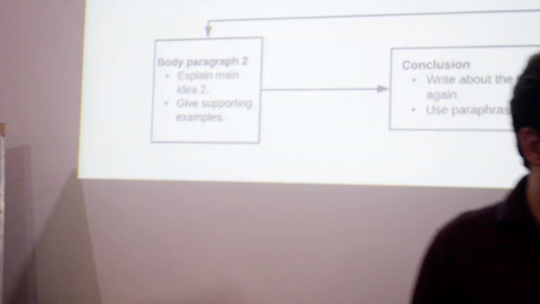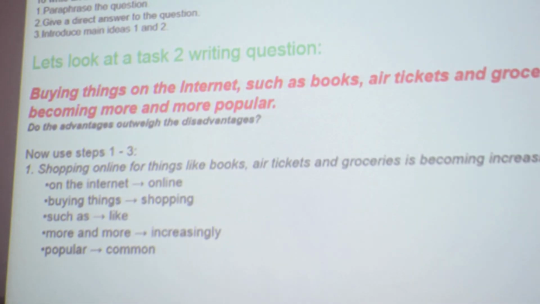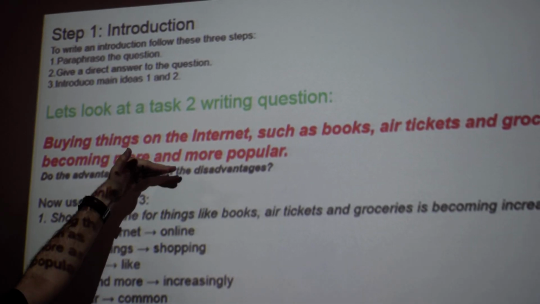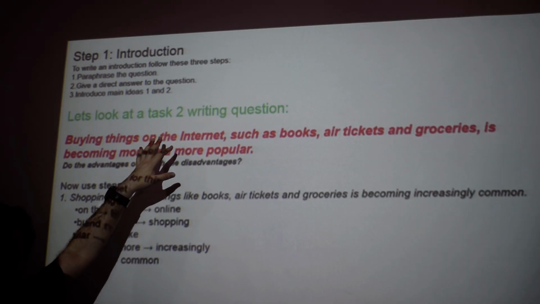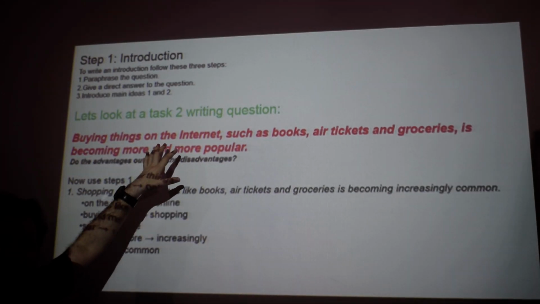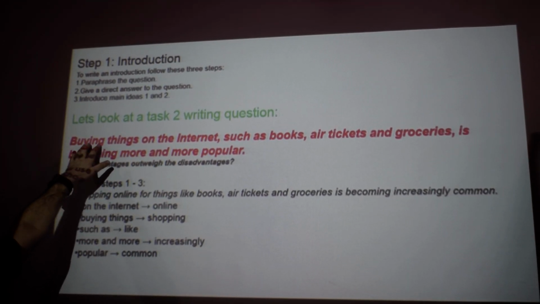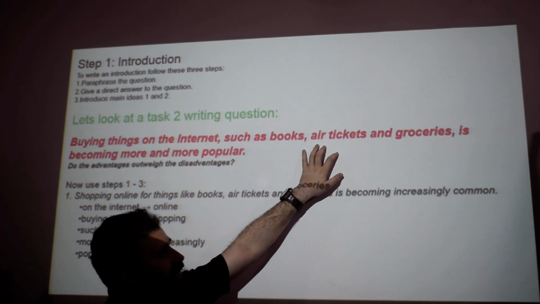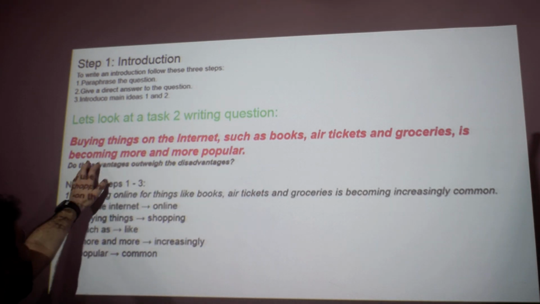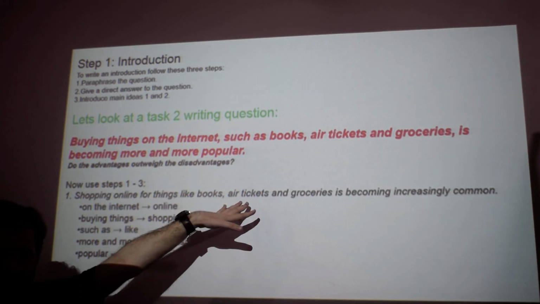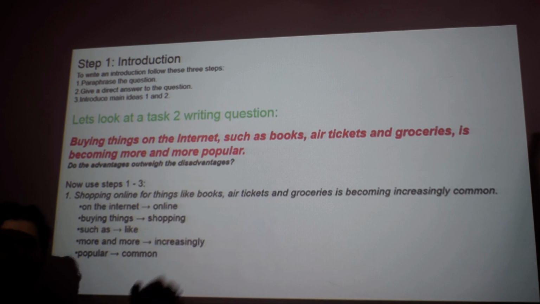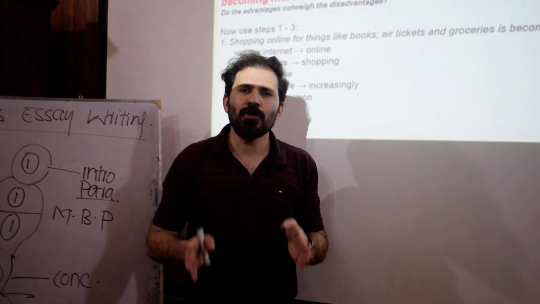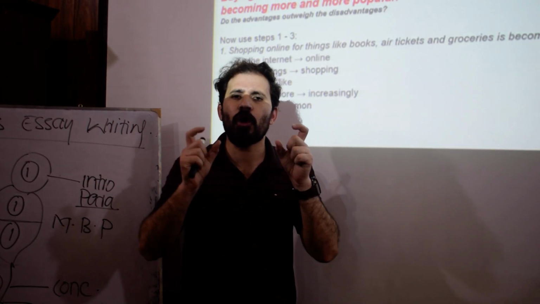Let me show you, for example, one of the questions IELTS has given us here. This is my question given by IELTS. We can zoom in so that you can clearly see the question. The question is: buying things on the internet such as books, air tickets and groceries is becoming more and more popular. So this is my question, given by IELTS, and IELTS wants you to write a 250-word essay on it.